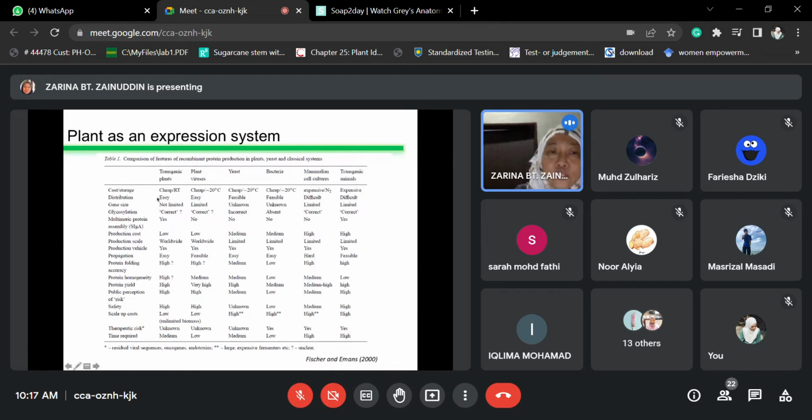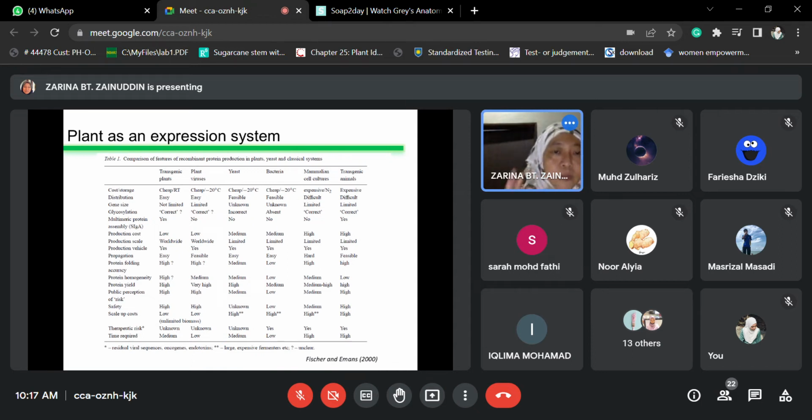And also for distribution. If you want to transport the transgenic plant, it's easy. Plant viruses are also easy. But for mammalian cell culture, distribution is difficult, and similar for transgenic animals. In terms of gene size that you want to transform into a plant, it is not limited, but in plant viruses it is limited, yeast unknown, bacteria unknown. For mammalian cell culture, the size of the gene to be transformed is also limited, similar to animals.